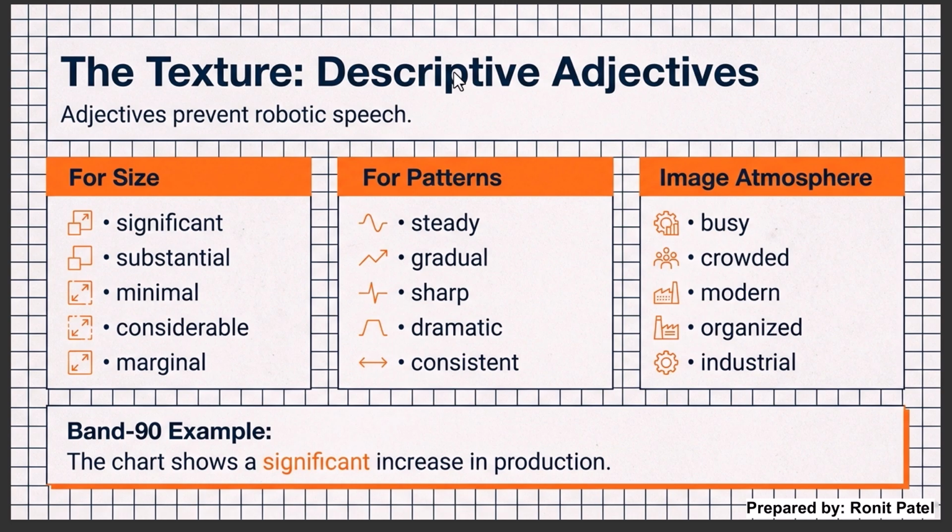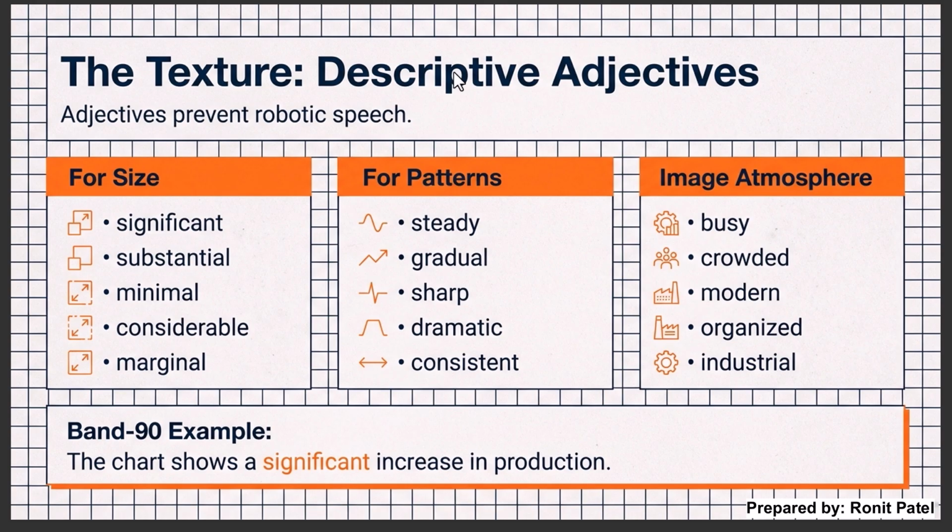Next, descriptive adjectives. Adjectives prevent robotic speech. If we want to depict size, we can use adjectives such as significant, substantial, minimal, considerable, marginal. If we want to explain patterns, we can use steady, gradual, sharp, dramatic, consistent. If we want to talk about image atmosphere, then we can say busy, crowded, modern, organized, industrial.